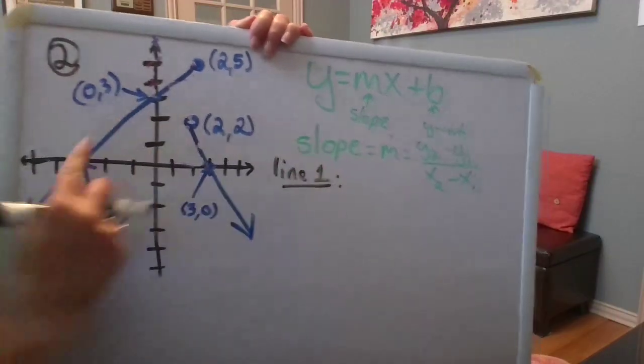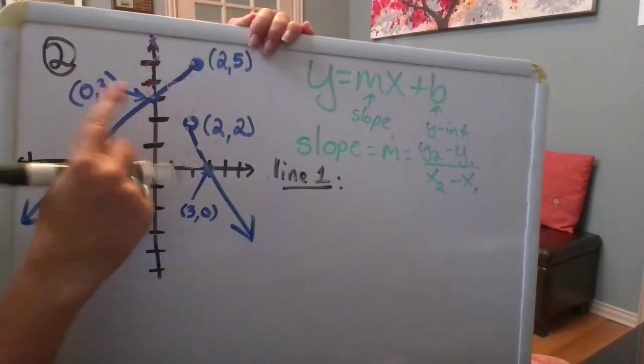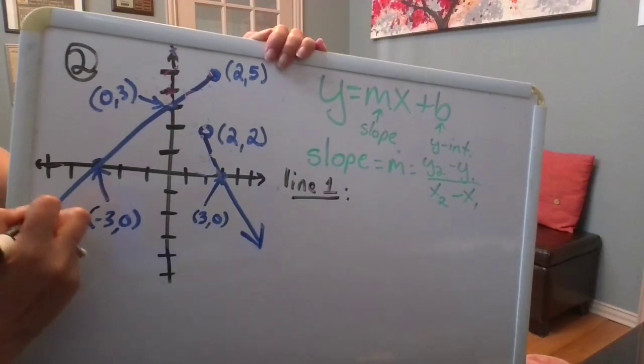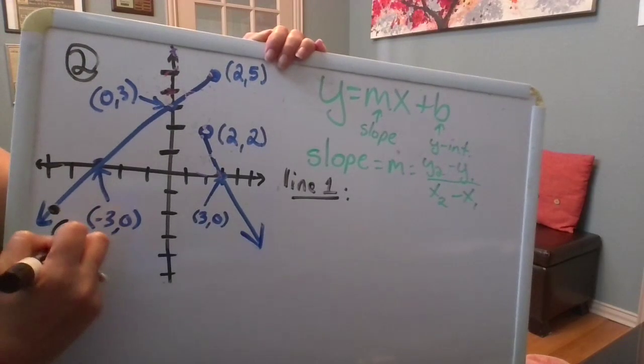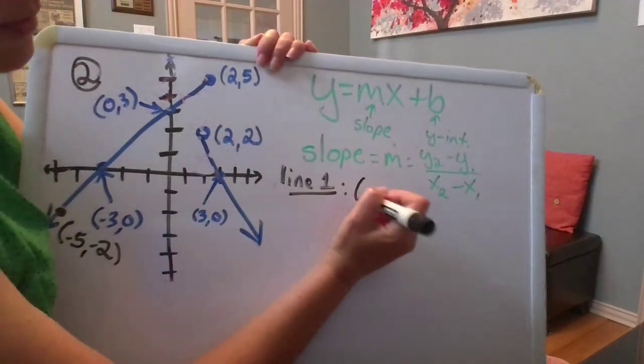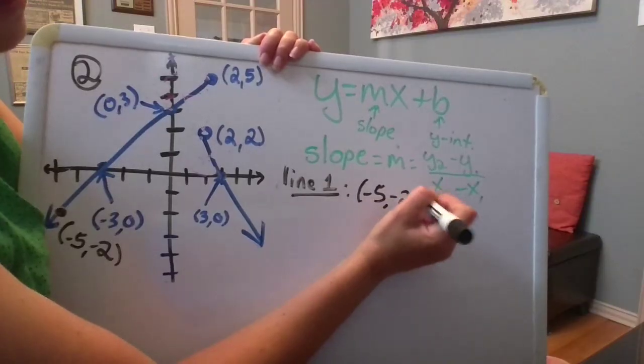All right, now if we're doing an equation-based problem for my line 1, we need 2 ordered pairs. So you can choose any 2 ordered pairs. A lot of people chose this one down here, which is at -5, -2. That's fine. So I'm going to write -5, -2.